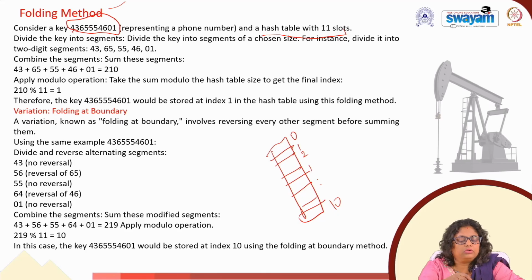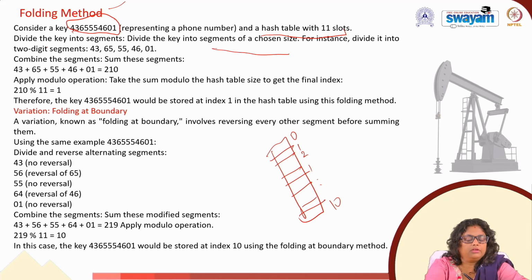So what we are going to do is divide the key into segments of a chosen size. Assume that we have chosen a two-digit segment. So this all will be divided into twos: 1, 2, 3, 4, like that I have 5 segments. The number has 10 digits, because I am working with a phone number for the example. So I have a total of 5 segments of 2 digits.